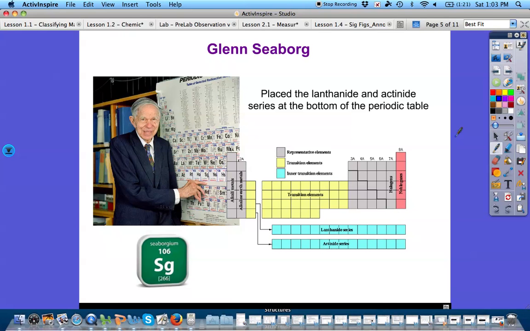Glenn Seaborg placed the lanthanide and actinide series at the bottom of the periodic table. So your F sublevel, the top row of the F sublevel is the lanthanide series, and the bottom row is the actinide series. He moved that down below the rest of the periodic table. And there is also an element named after Glenn Seaborg, number 106, Seaborgium.